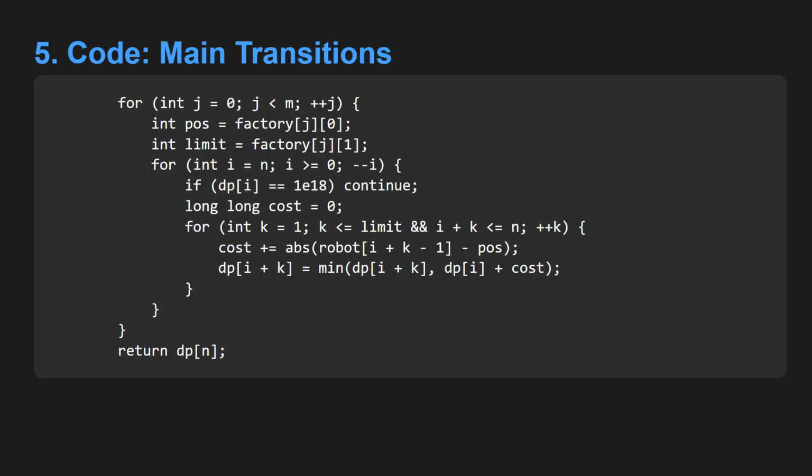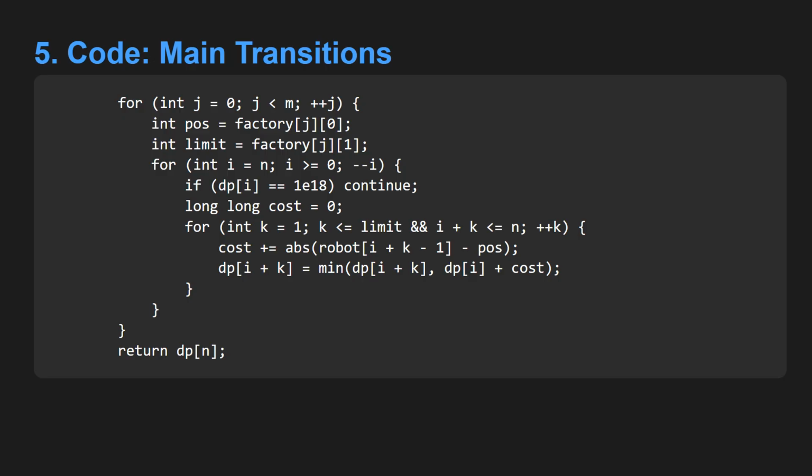Next is the main DP loop. We iterate through each factory to get its position and capacity limit. Inside, we loop I backwards from n down to 0. If DP of I is infinity, we skip it. We initialize a running cost to 0.